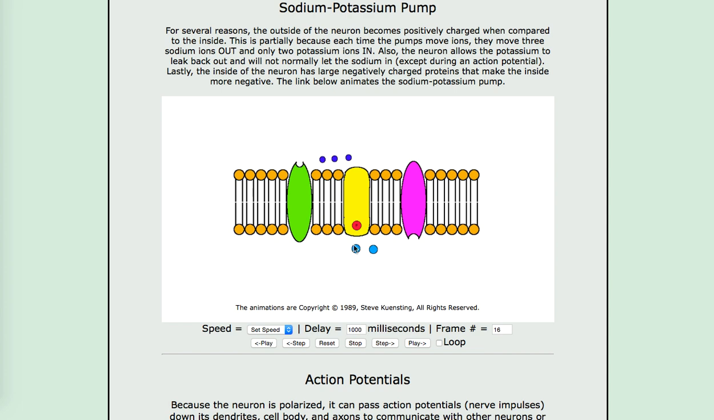Now, potassium is now inside that was outside. The sodium is now outside that was inside. The phosphate here is just going to be released. Watch, it'll just kick it back out. Now here's the funny part. Watch the sodium come back in.